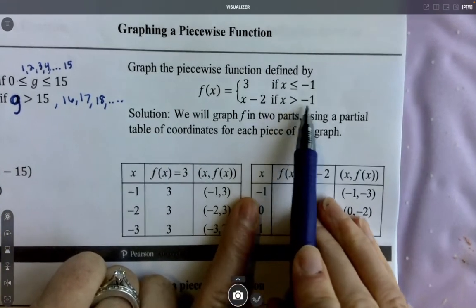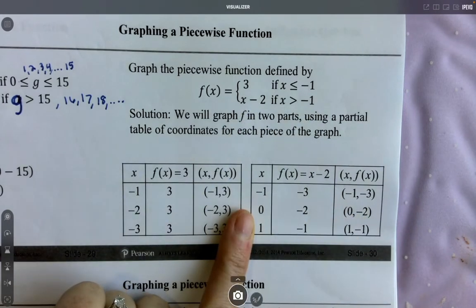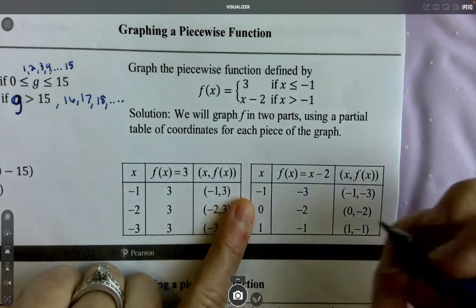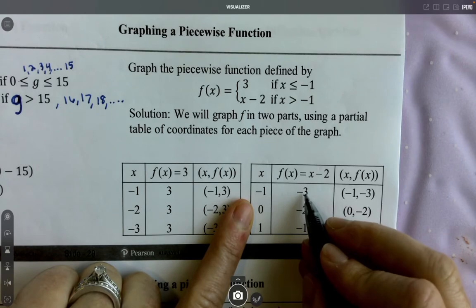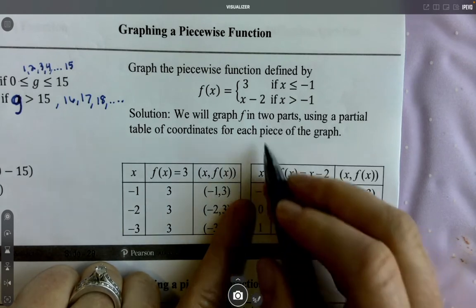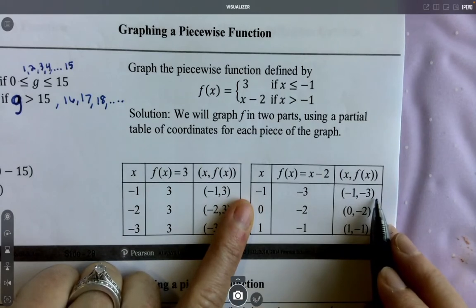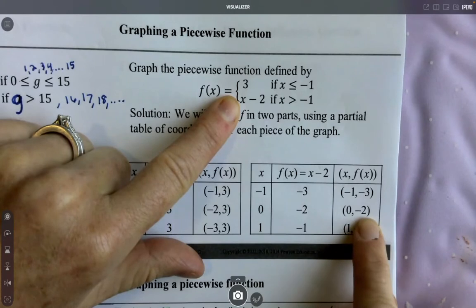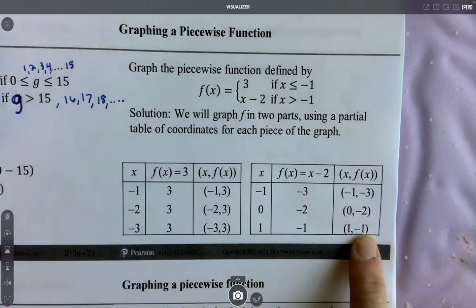If x is greater than negative 1, then we're going to plug in this. We're going to use this because this is going to have an open circle because it's not actually equal to it. So negative 1 to negative 3. Whenever you plug in a negative 1 here, you get a negative 3, so that's why that's there. When you plug in a 0, 0 minus 2 is negative 2, so our point is 0, negative 2. Plug in a 1, 1 minus 2 is negative 1, so you get that.